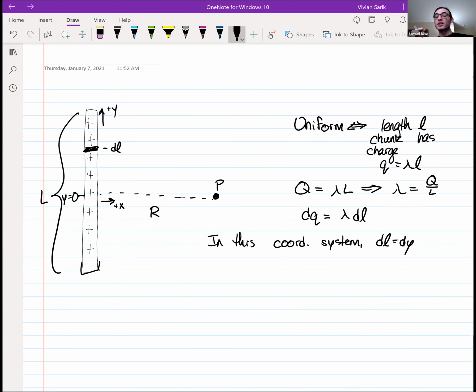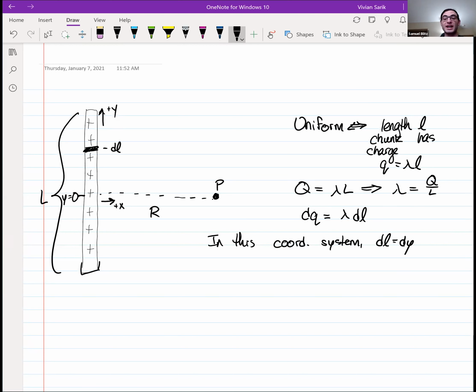Capital Q is usually reserved for the total charge of something. Lowercase q is usually reserved for the charge of a subset of a thing, or just some particular charge. Lowercase q is not the test charge, it's just some amount of charge. Capital Q is always reserved for total charge.